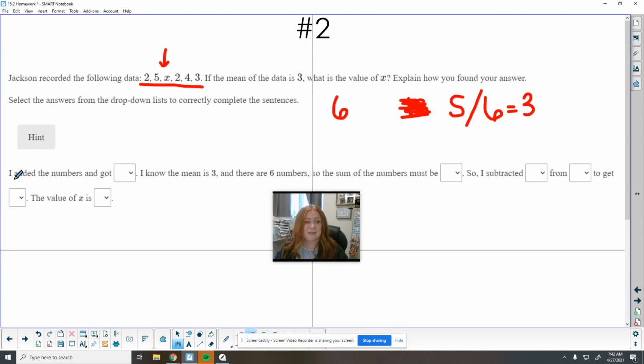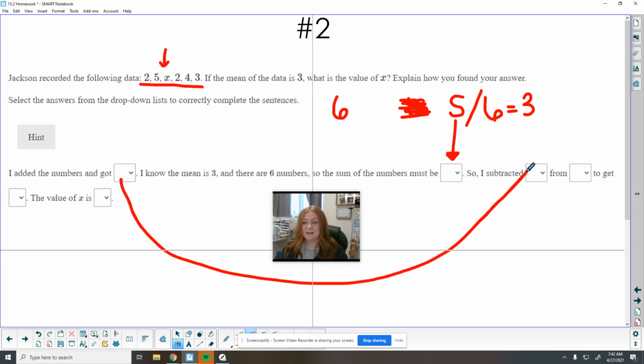So to do this, we would want to add up the numbers that we do know. So add up 2, 5, 2, 4, and 3, and put your total here. We know that the mean was 3, and there's 6 numbers. So the sum of the numbers must be this number, this something right here. The sum, something divided by 6 is 3. So we're going to subtract our sum that we had from the total, and that will give us what?